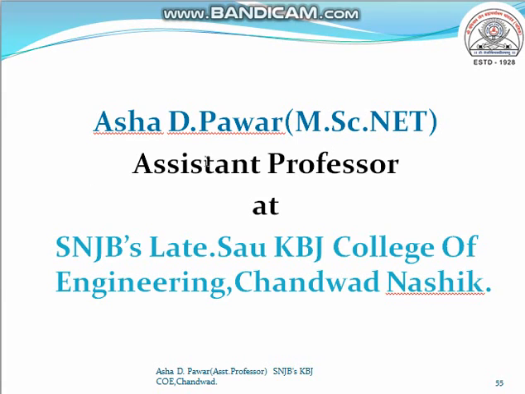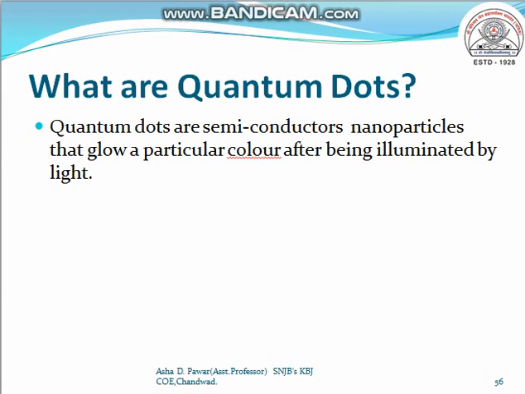Students, today we learn quantum dots in engineering chemistry. So what are quantum dots? Quantum dots are semiconductor nanoparticles that glow a particular color after being illuminated by light. Means quantum dot is such a material in chemistry. It has semiconductor characteristics, and it is a nanoparticle, that is, its particle size is less than 100 nanometer, and it glows particular or different types of color after being illuminated by light.